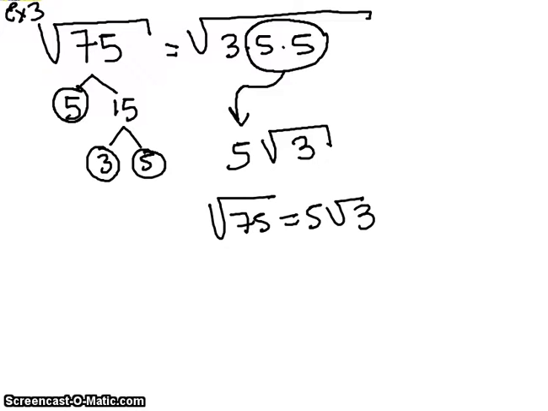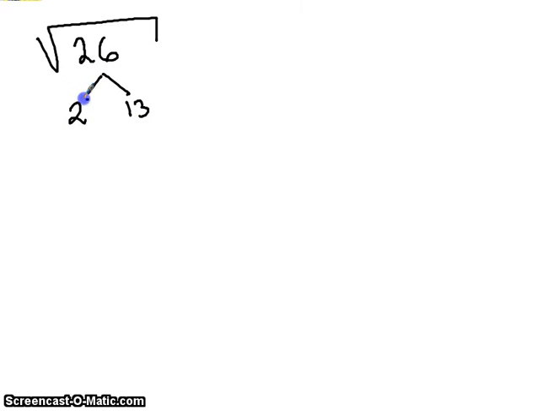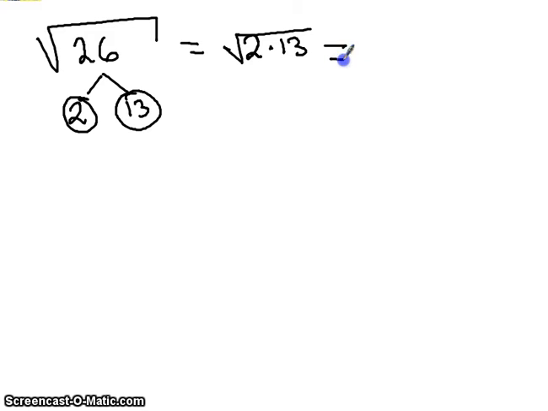Now I want to give you an example where you cannot simplify. Example, here it comes. The square root of 26. Let's break down 26. 26 is 2 times 13. 2 is prime, 13 is prime, so 26 is 2 times 13. There is no partner. There is no number that can get out. So this is just the square root of 26. It cannot be simplified.